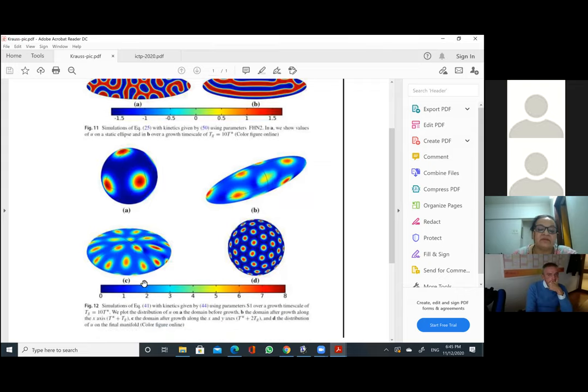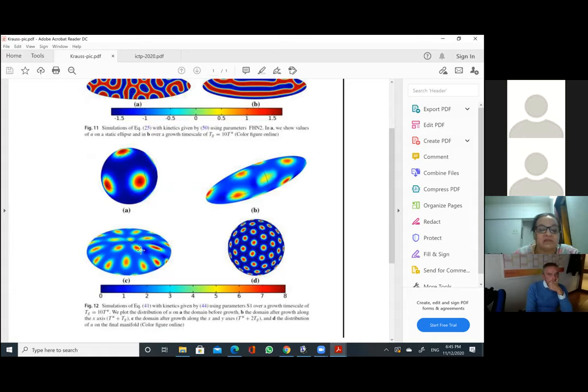Here in this figure C, they have allowed it to grow in the X direction as well as the Y direction. So one can easily see that you are having an anisotropic growth, right? Because you are growing more in the X direction and less in the Y direction or Z direction.